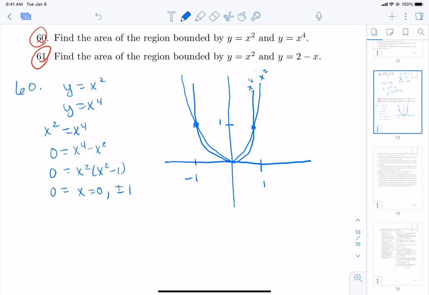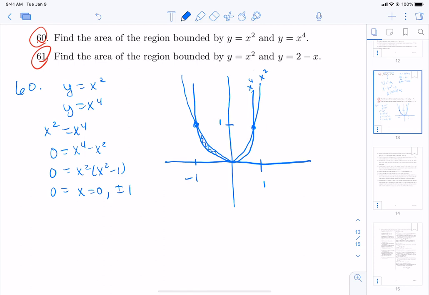So the x squared is actually a little higher in the middle and lower on the ends. And the x to the 4th is lower in the middle until it hits 1 and then higher from there on. So what I would do for this, they want the area, this area.